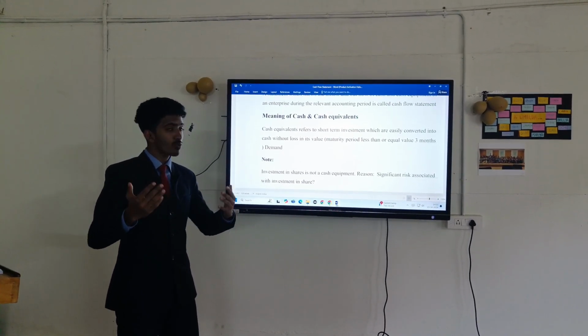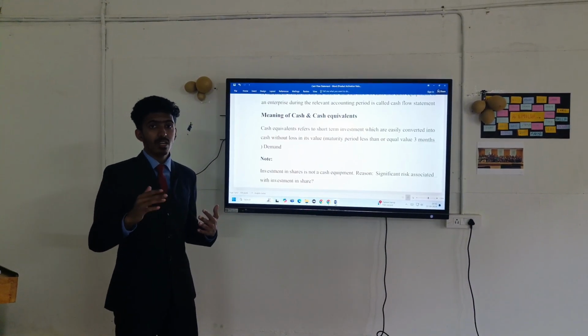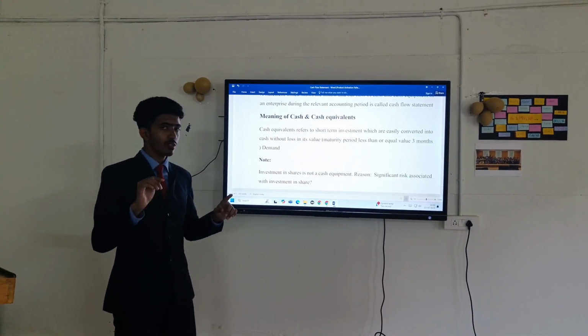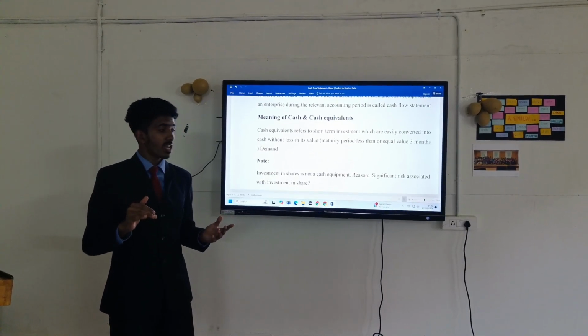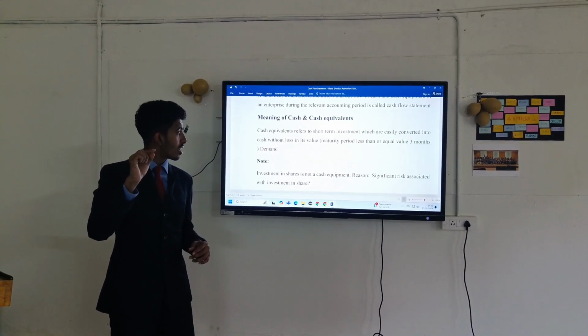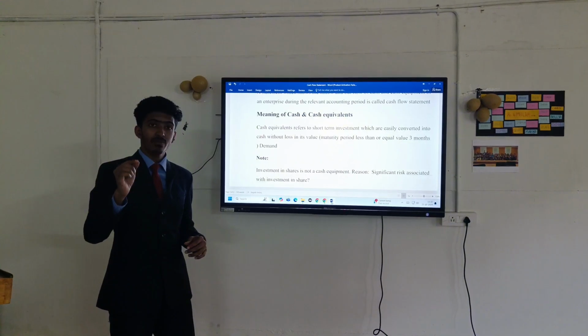For example, a maturity period of less than 3 months, or demand deposits with the bank. Note that an investment in shares is not a cash equivalent, the reason being the significant risk associated with investment in shares.